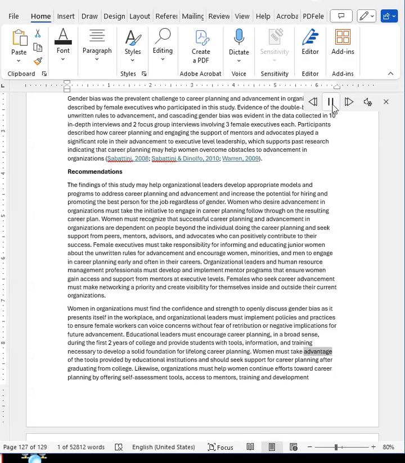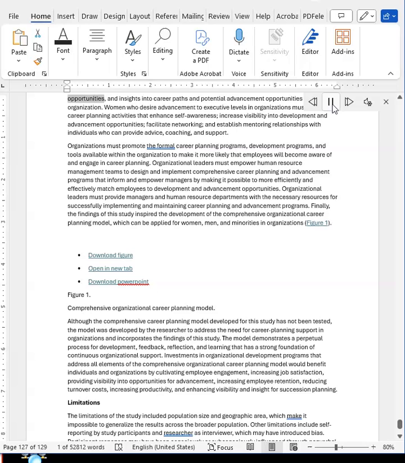Women must take advantage of the tools provided by educational institutions and should seek support for career planning after graduating from college. Likewise, organizations must help women continue efforts toward career planning by offering self-assessment tools, access to mentors, training and development opportunities, and insights into career paths and potential advancement opportunities within the organization.